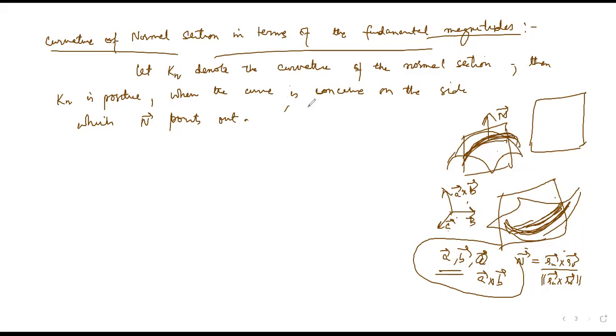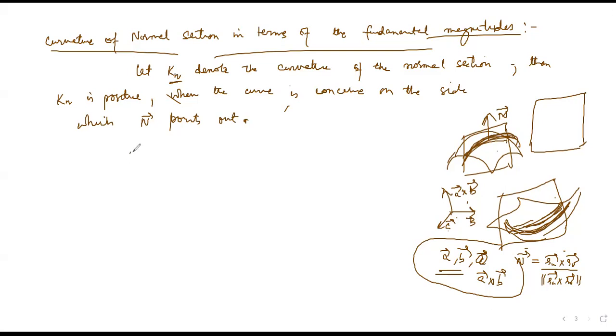Although in the final analysis it doesn't make much of a difference, because curvature ultimately has to do with the magnitude of something. But it is important here because we have already made a choice for n, so we have to make a choice for kn.